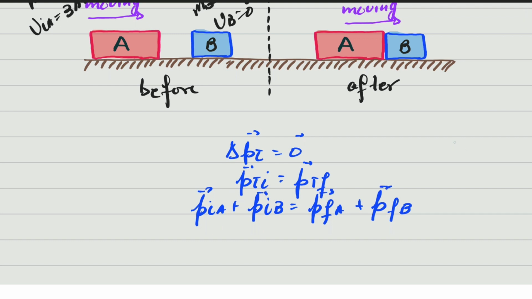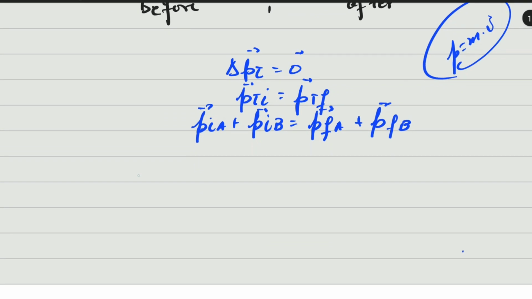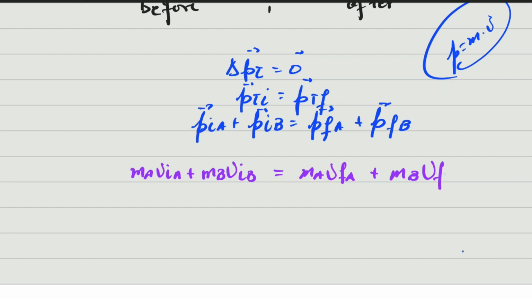Now remember, the momentum is equal to the product of mass and velocity for each block. We are going to substitute in each of the cases. There we have mass of block A multiplied by the initial velocity of block A plus mass of block B multiplied by the initial velocity of block B is equal to mass of block A multiplied by the final velocity of block A plus mass of block B multiplied by the final velocity of block B. So that is what we have, and then the rest of the question is just the substitution. I will substitute and I'll show you just now.